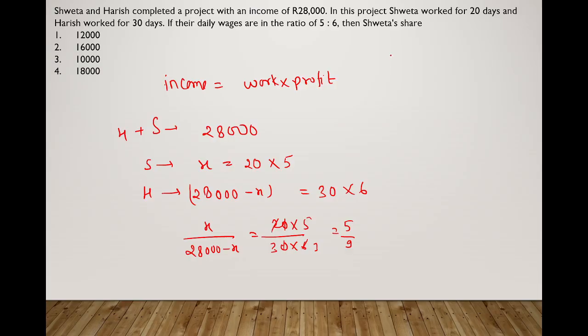So 9X equals 28,000 into 5 minus 5X. This is 14X equals 28,000 into 5. So this becomes 14 2s, meaning 2 into 5. So this becomes 10,000. So option number third is the right answer.